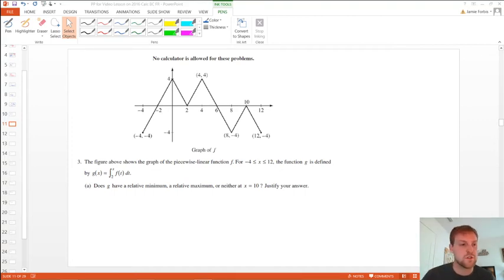All right, we are on to questions 3 and 4 for 2016. Let's go ahead and jump into it. So we're on to Calc inactive problems. Number 3, we're given a graph.